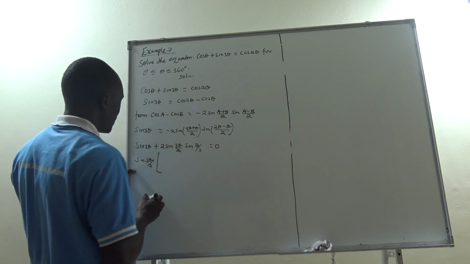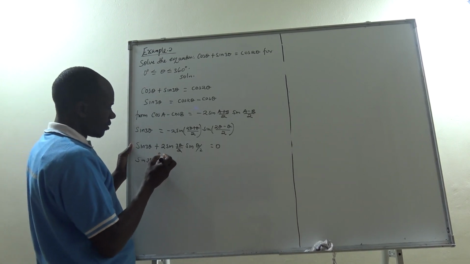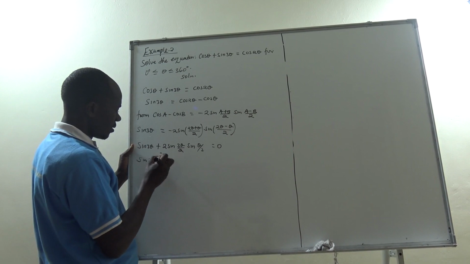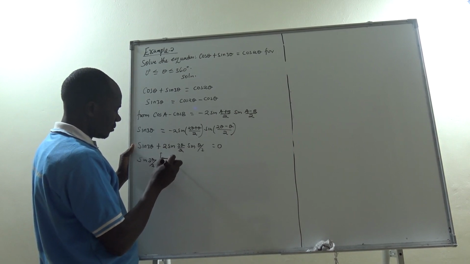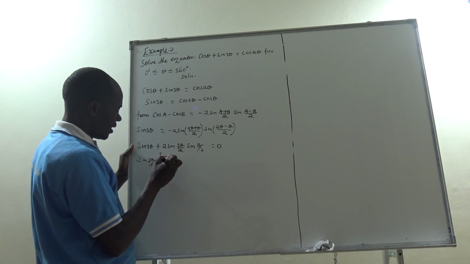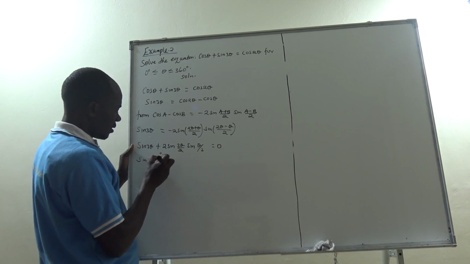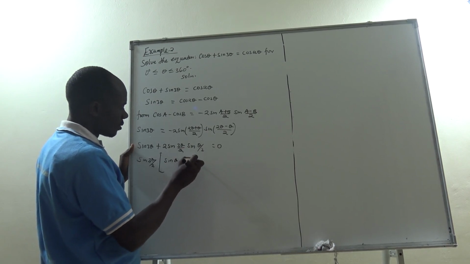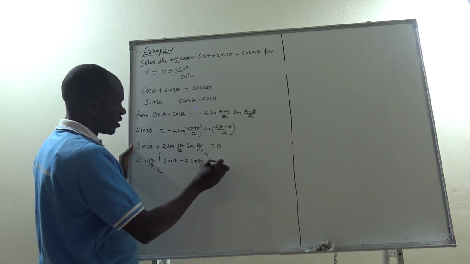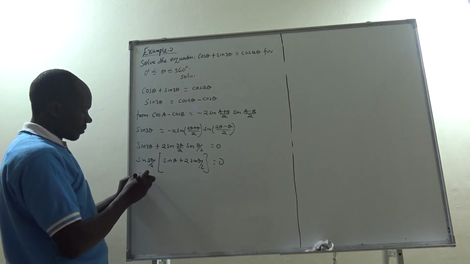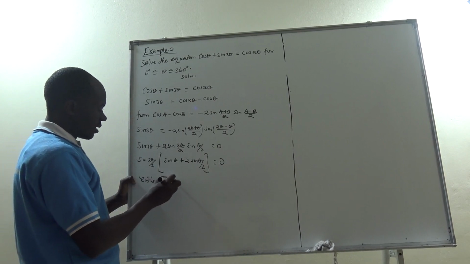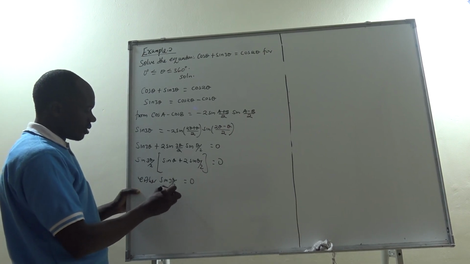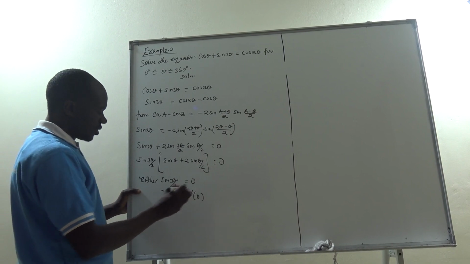I'm going to remain with what? When I remain with sin 3 theta by 2, already one is out. I'm remaining with sin theta plus 2 sin theta by 2 equals 0. Then we say either sin 3 theta by 2 equals 0, make 3 theta by 2 equals sin arc of 0.